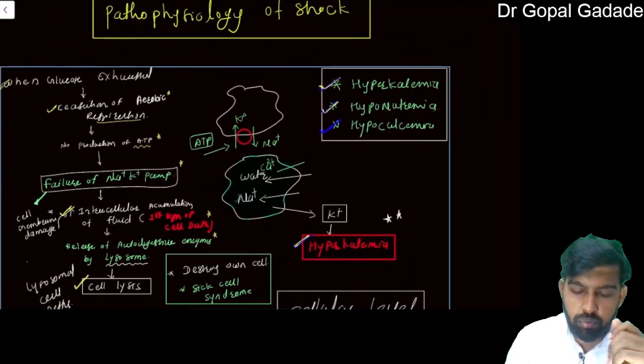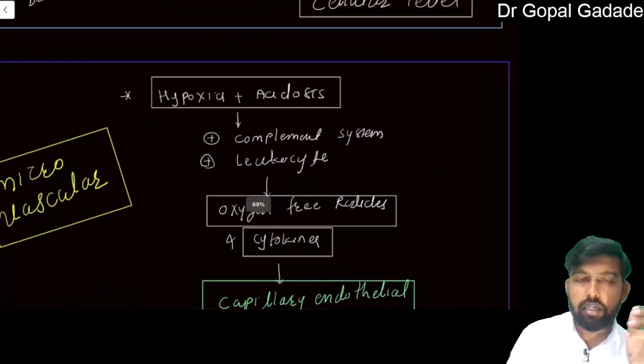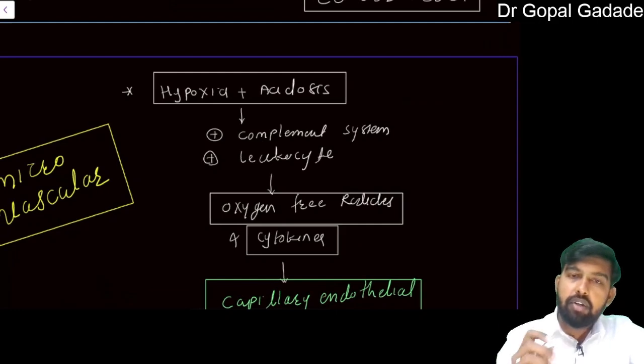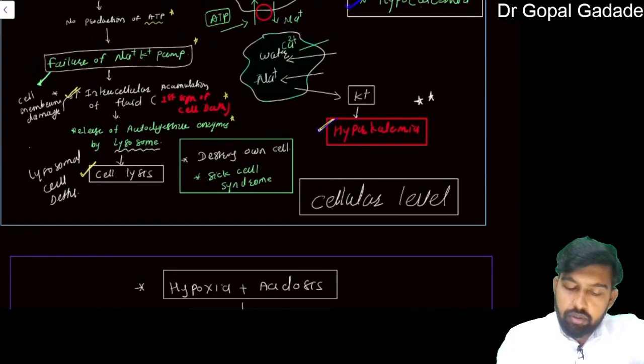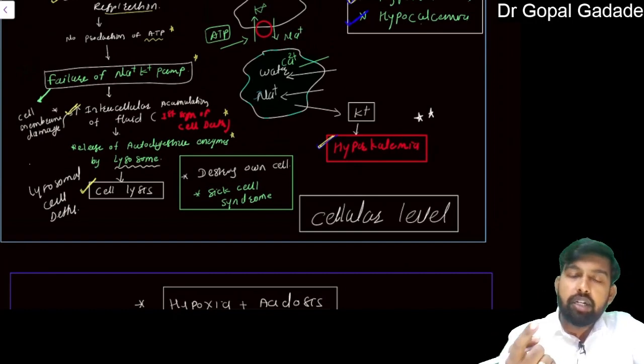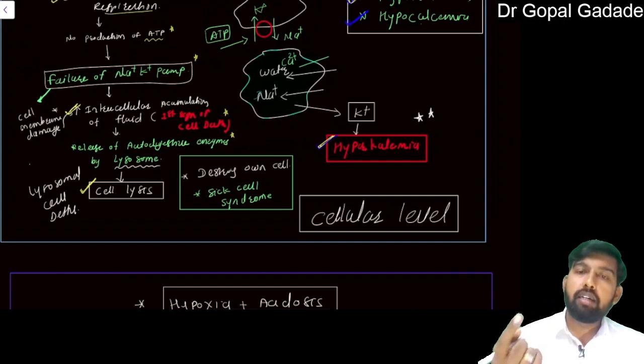So what happens at the microvascular level? So let's see the changes at the microvascular level. Because of the shock, there is hypoxia and acidosis. Why acidosis? Because aerobic respiration is converted into anaerobic respiration, and the ultimate product of anaerobic respiration is lactic acid.